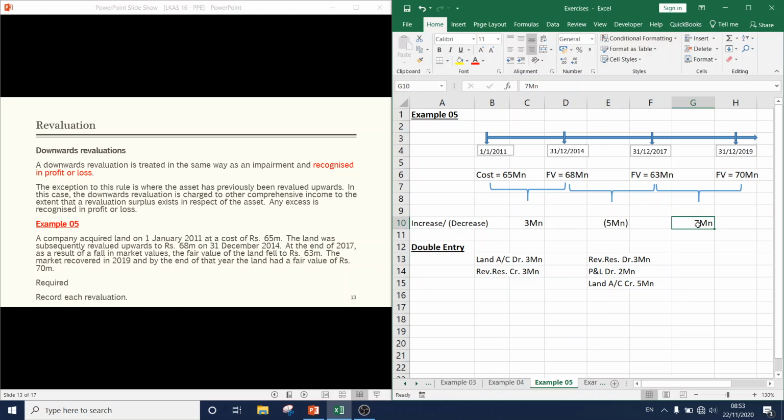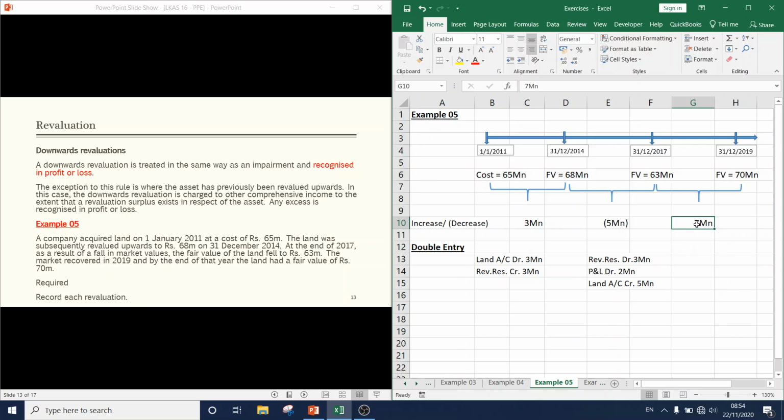On the third time of revaluation, again there is an increase compared to this value. There is an increase of 7 million. So how can we account for this?